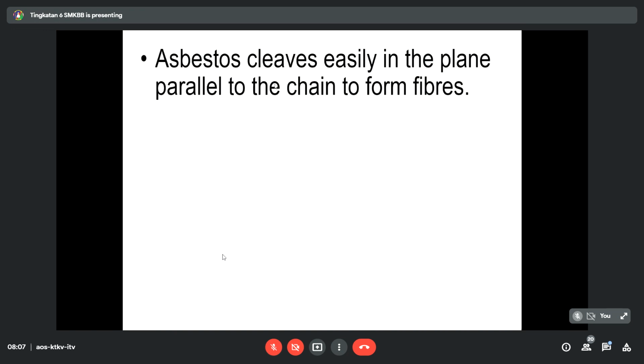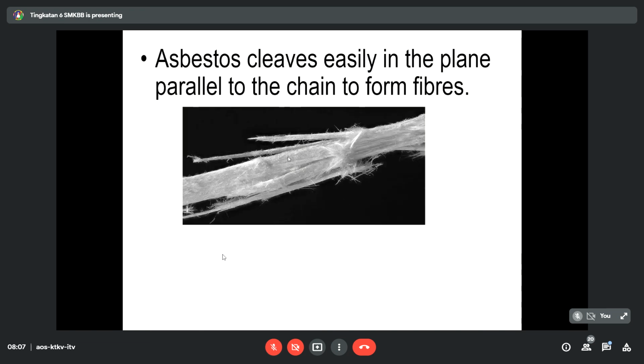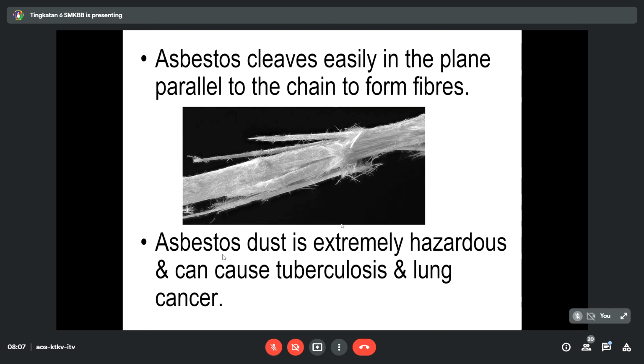Now asbestos cleaves easily in the plane parallel to the chain. Okay, so they can form fibers easily. Okay, but of course asbestos dust is extremely hazardous, can cause lung cancer, suspected, or tuberculosis. Okay, the disease TB.